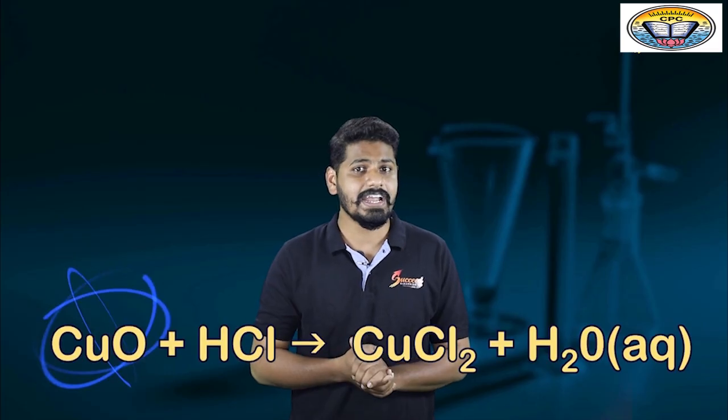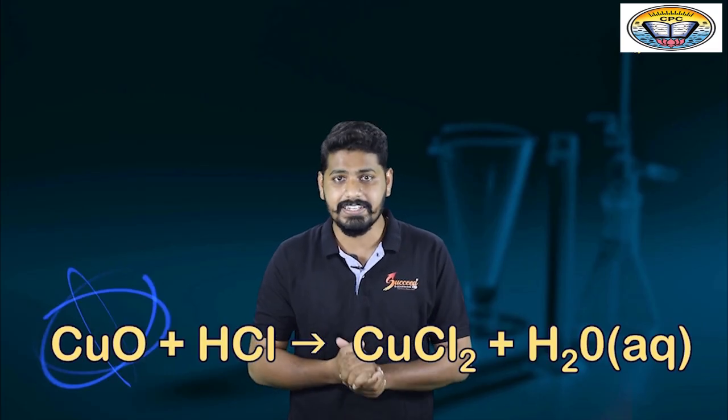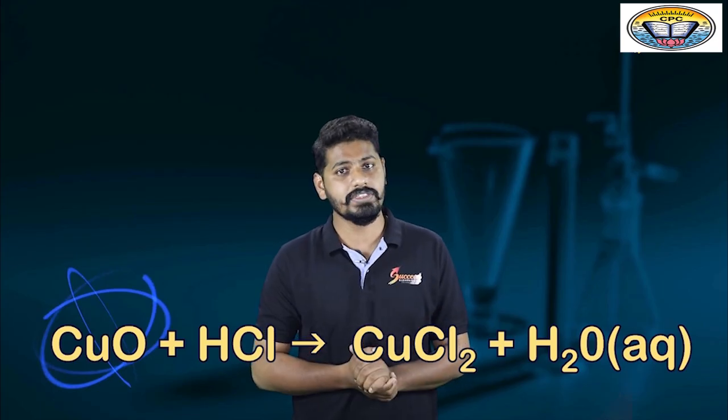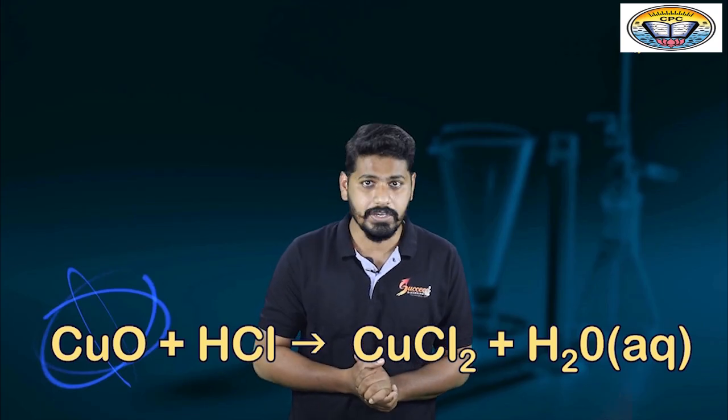Guys, keep this in mind. Whenever the acid is reacted with a base, it forms a salt along with the liberation of some amount of water. The same thing happens when acid is reacted with a metal oxide. Like copper oxide, when it is reacted with HCl, it forms copper chloride along with the formation of some amount of water.